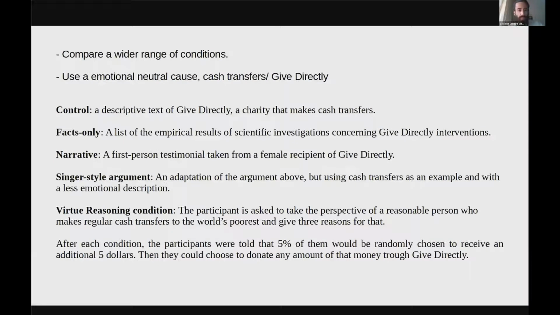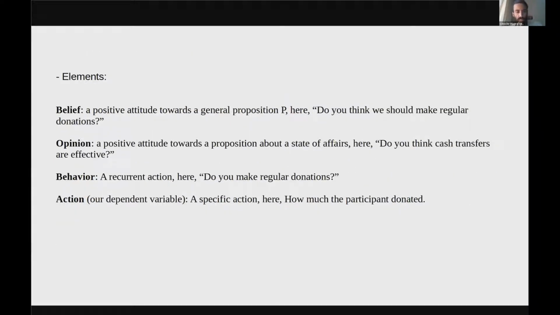This is the main variation, but we also wanted to explore other elements that might play a role in leading to donations or not. So we decided to follow the literature on philosophy and decision making, and we devised these elements that we wanted to test for, and we added a questionnaire that the participants had to answer, giving us information about these elements after they already had or had not done the donation. So this is important.